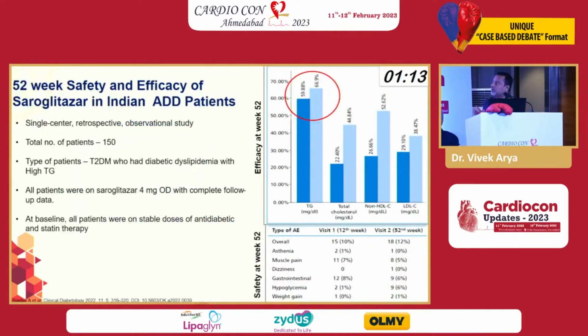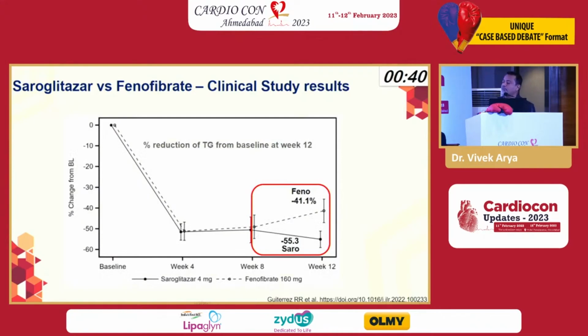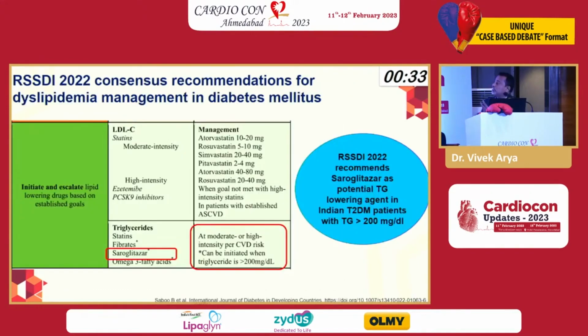And this is about Indian atherogenic dyslipidemic patients, 150 patients, where 4 milligram of saroglitazar was used, and at 12 weeks and at 52 weeks you can see a significant reduction in TG, almost 60% to 66% at 52 weeks, which is a great benefit. Fenofibrate is a commonly used drug, and there has been a comparison with that. Here you can see that with fenofibrate there was a reduction of around 41%, and with saroglitazar almost 55% reduction at 12 weeks. It has been approved in the RSSDI 2022 guidelines, where when triglycerides are high, saroglitazar can be used in people who are at moderate to high risk of CVD.